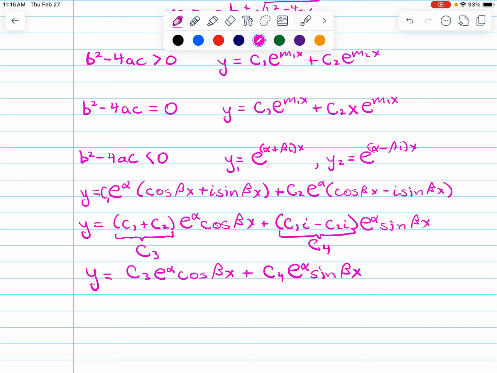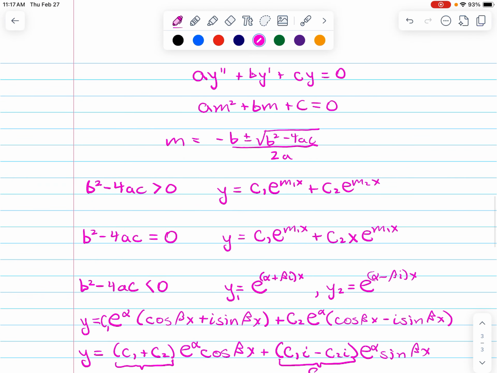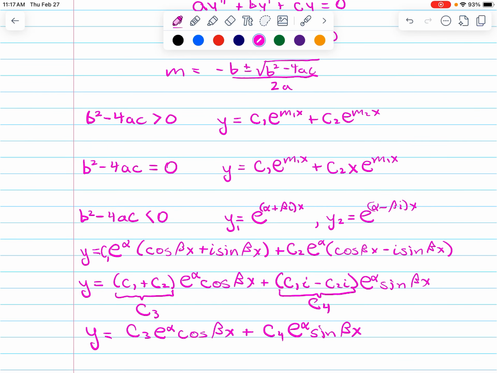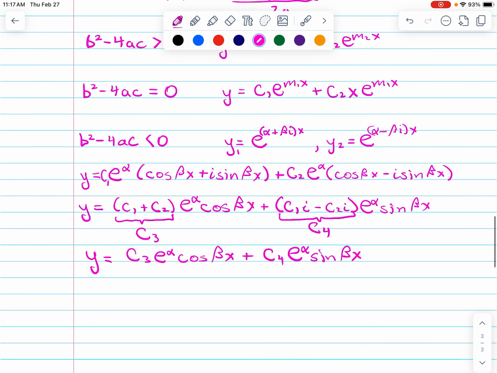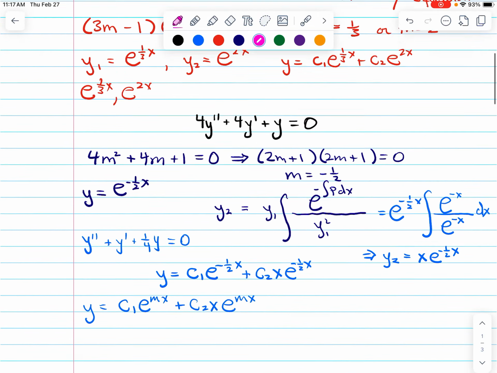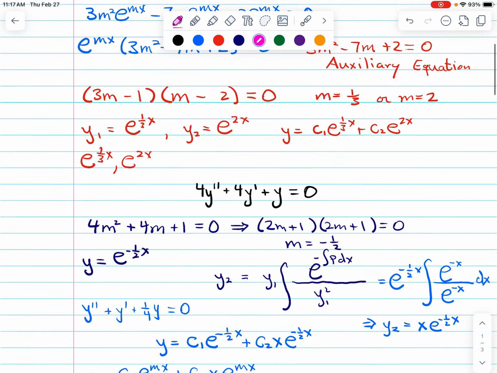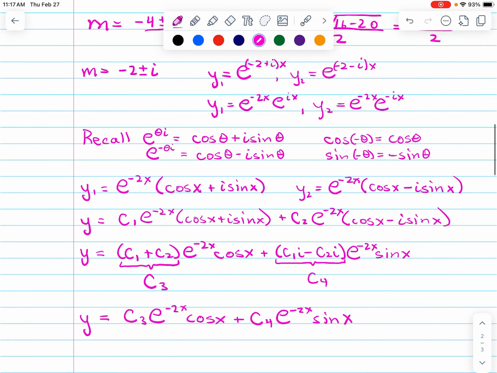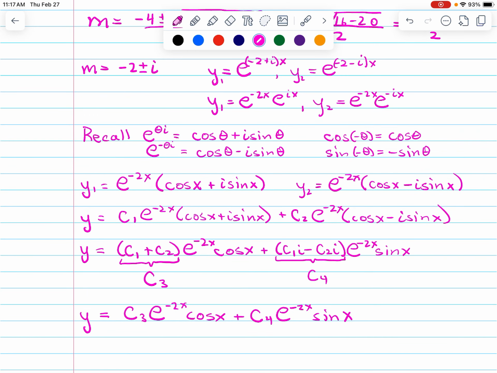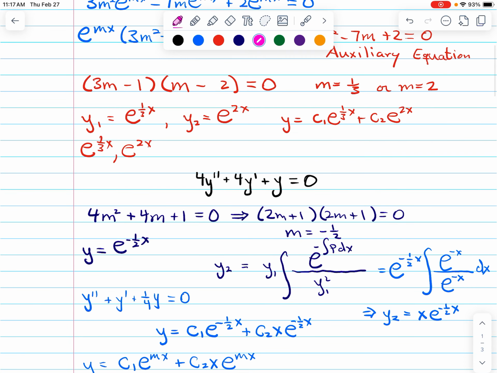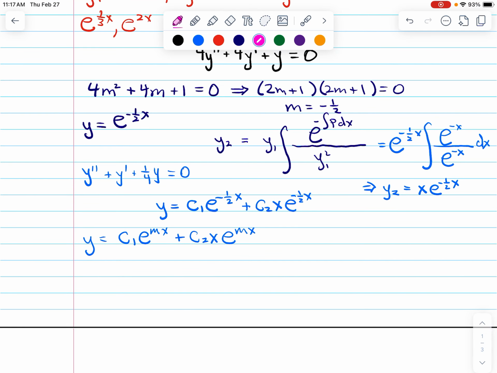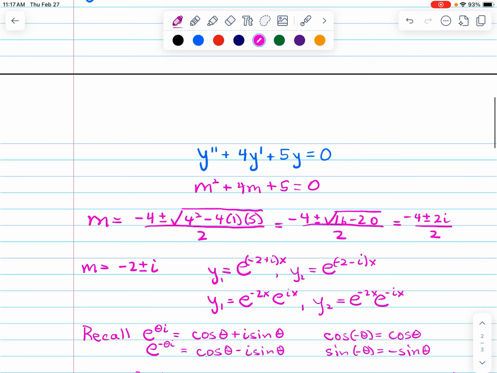And this is the solution for when we get solutions with imaginary parts. Okay, so that's the way you solve these differential equations. Now remember, these are homogeneous linear equations with constant coefficients. We get the auxiliary equation, solve the auxiliary equation for m, and then we go back and deal with whatever solutions we're blessed with. We might have two distinct solutions, we might have a solution that's repeated, like in the case of this one, or we might have complex solutions. Either way, this is how you deal with those.